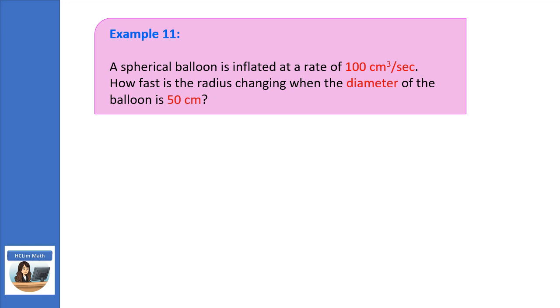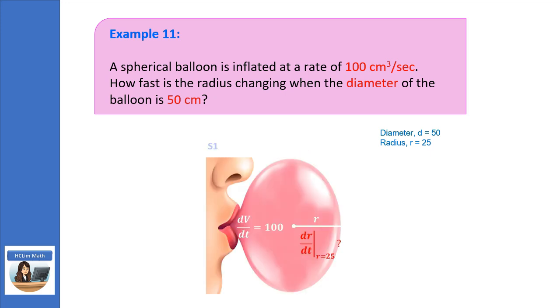We have a spherical balloon that is inflated at a rate of 100 centimeter cube per second. How fast is the radius changing when the diameter of the balloon is 50 centimeters? So, if the diameter is 50 centimeters, that means that the radius is 25. Okay, look at the diagram. We are given the rate of the volume, so that means that we have dV/dt equal to 100.